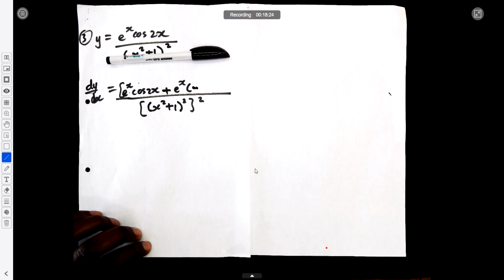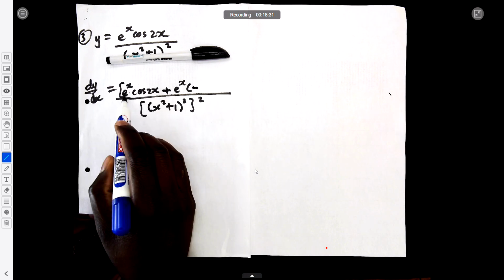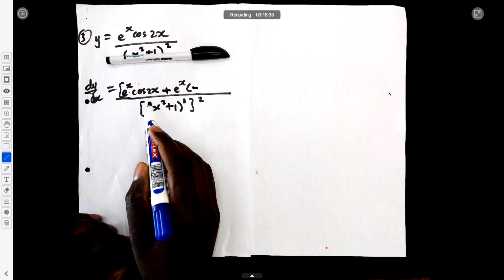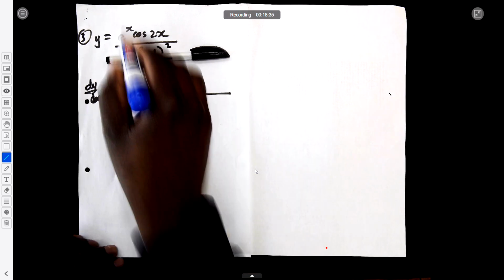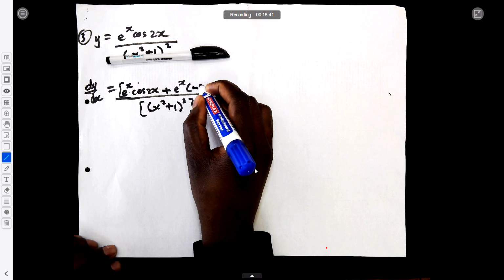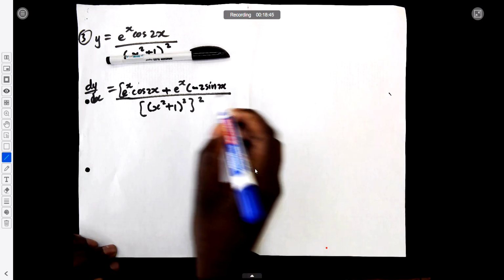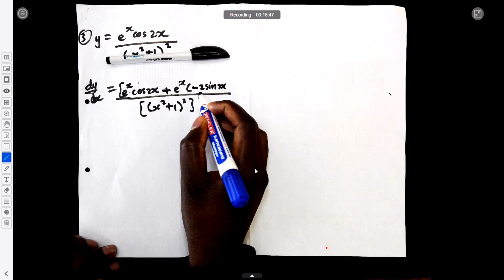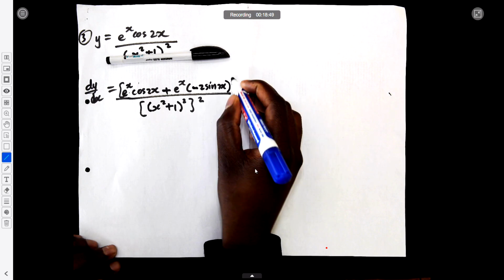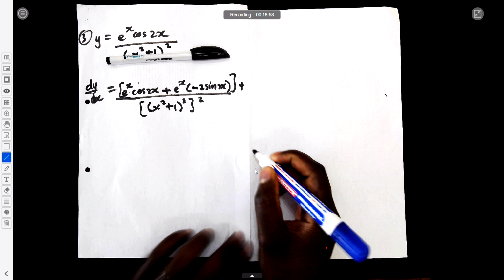So we derivated e to the power of x multiplied by cos 2x, plus the second term, multiplied by e to the power of x. Now derivate cos 2x. So it's going to be negative sine 2x multiplied by the derivative of the angle, which is 2. Close my bracket.